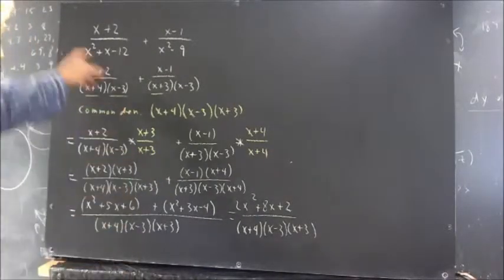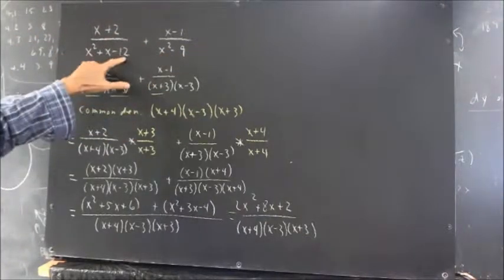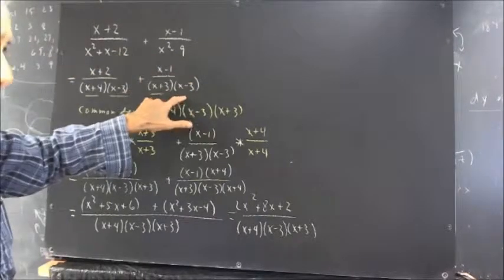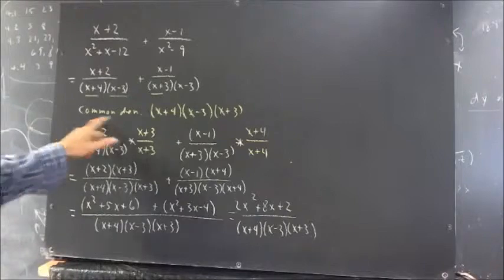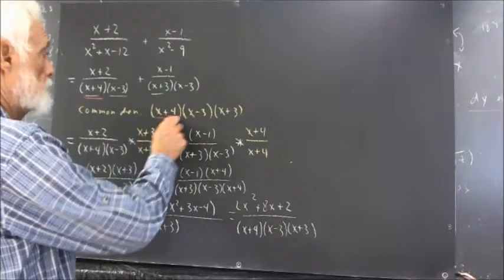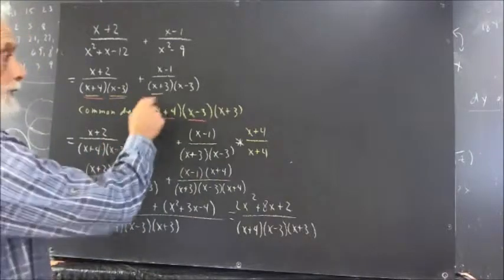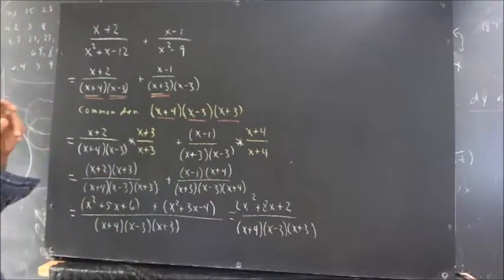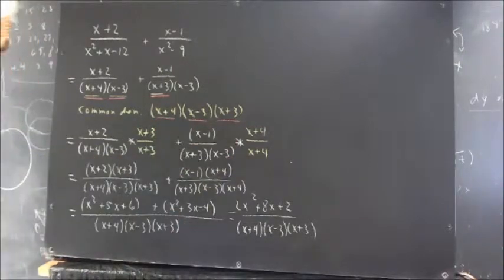Let's apply the same procedure to this addition. We first factor our denominators. X squared plus x minus 12 factors into x plus 4 times x minus 3, x squared minus 9 into x plus 3 and x minus 3, and everything else, numerators are still the same. Our common denominator is what? Well, we need an x plus 4, we've got one. We need an x minus 3, we've got one. Here we need an x plus 3, we don't have one yet, so we better put one in there. And we need an x minus 3, but we've got that. Okay, so here's our common denominator.